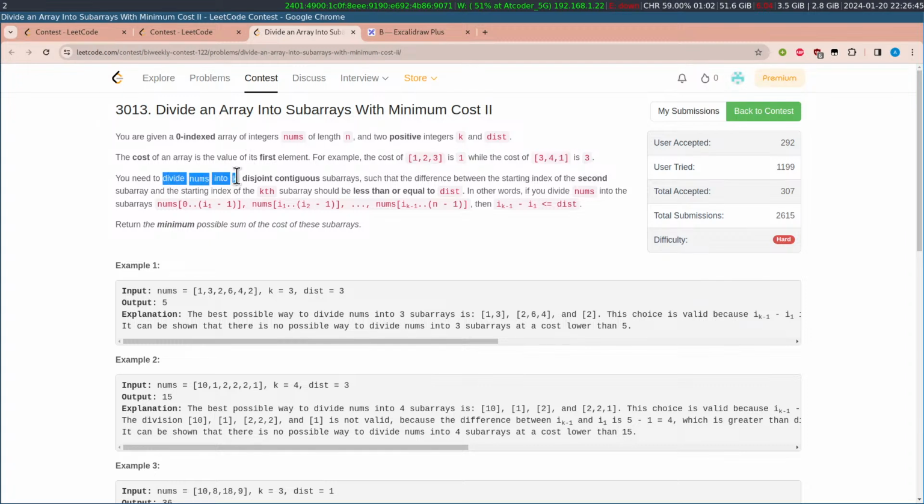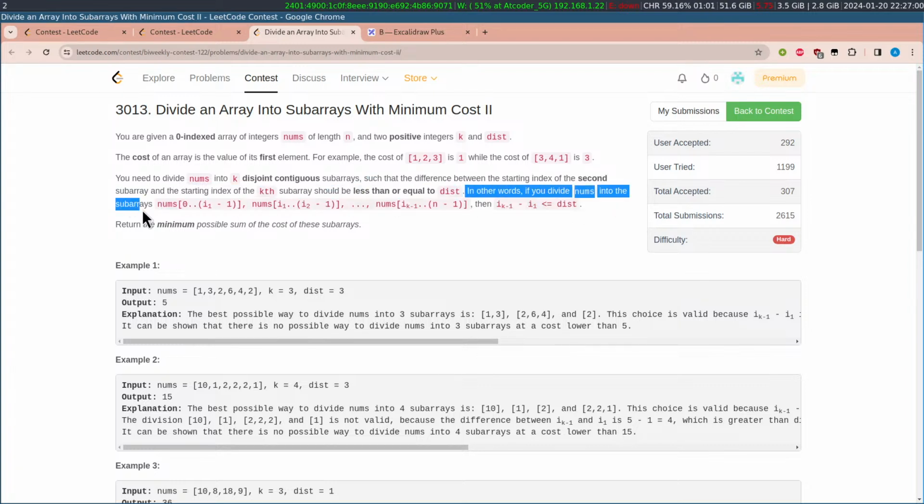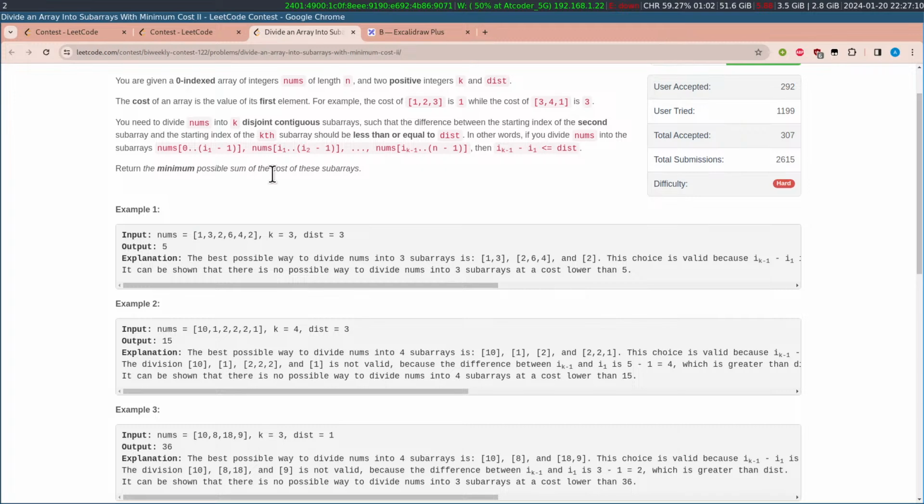You need to divide nums into k disjoint contiguous subarrays such that the difference between the starting index of the second subarray and the starting index of the kth subarray is less than or equal to distance. In other words, if you divide nums into subarrays 0 to i1 minus 1, i1 to i2 minus 1, and so on up to ik minus 1 to n, then ik minus 1 minus i1 is less than or equal to distance, and return the minimum possible sum of cost of these subarrays.